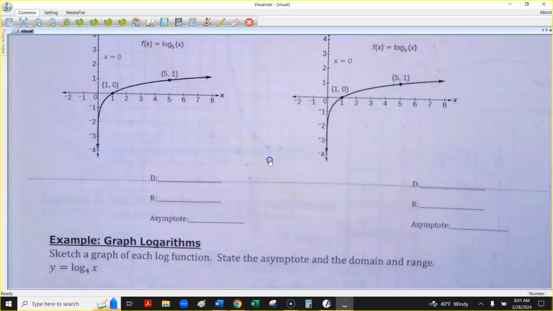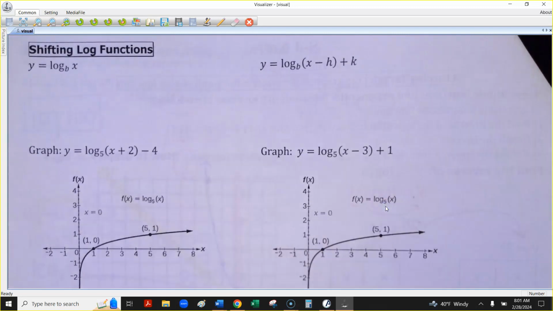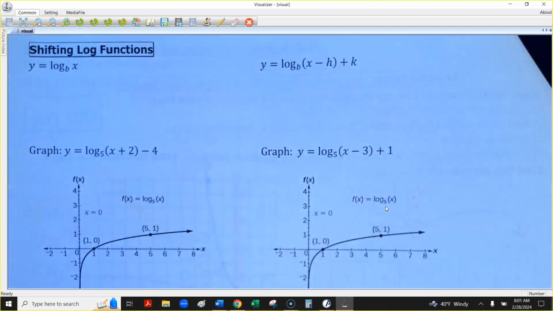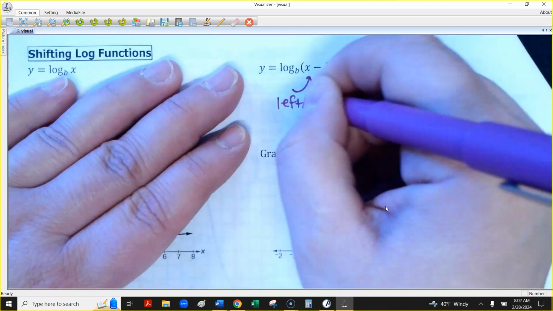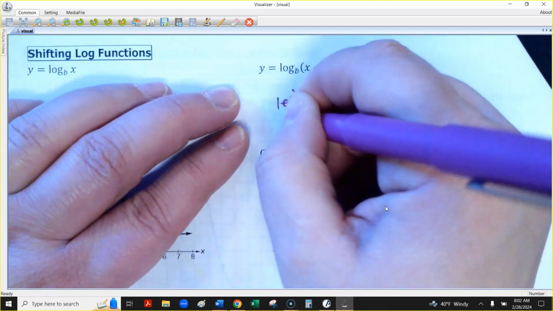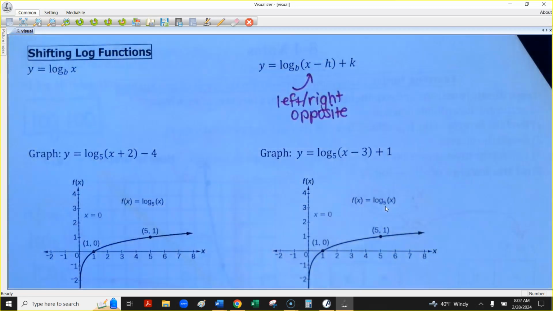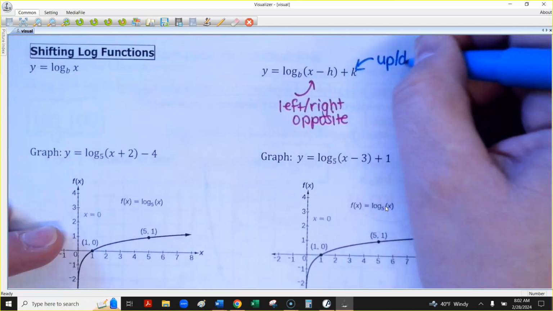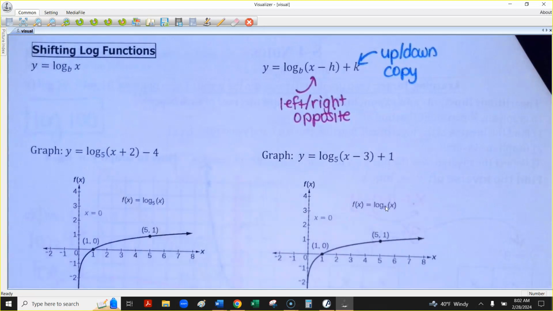All right, now the shifting, which is what we're going to do here, works exactly like it does for all the other types of graphs that we've worked with. So if you have log base b of x and we shift it, and we're going to use h and k here again, whatever is inside with the x is going to shift your graph left or right, the opposite way that it looks, because it's what's going to set that equal to 0. Whatever is outside is going to shift your graph up or down, and you would just copy down whatever that number is. So I'm going to show you guys how to do these real quickly.